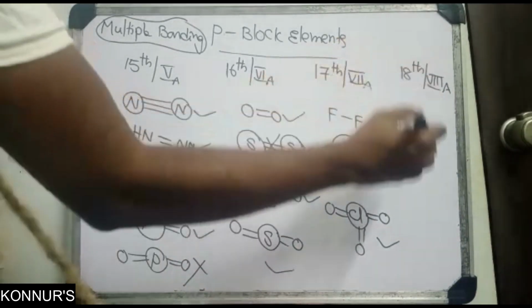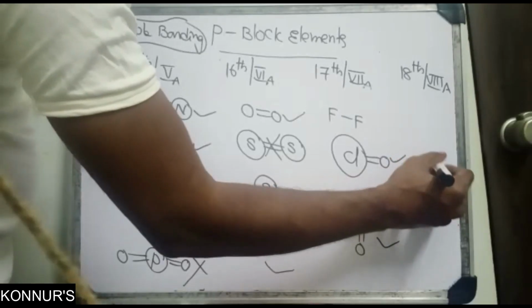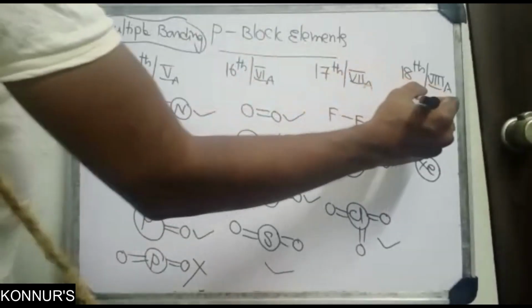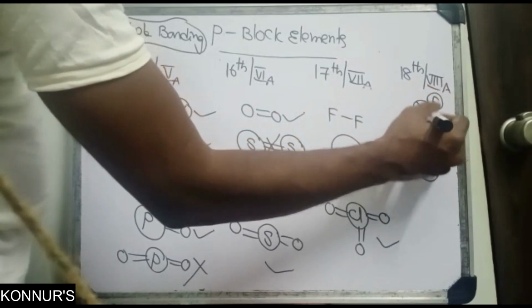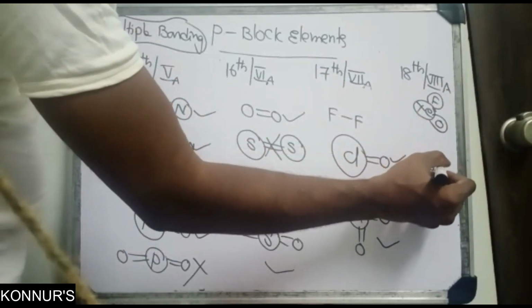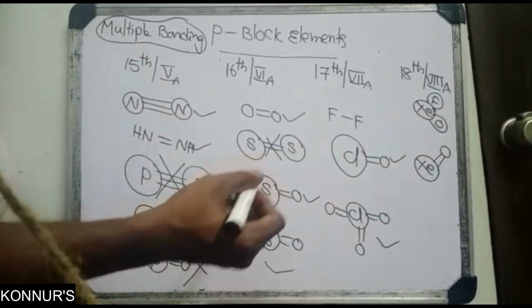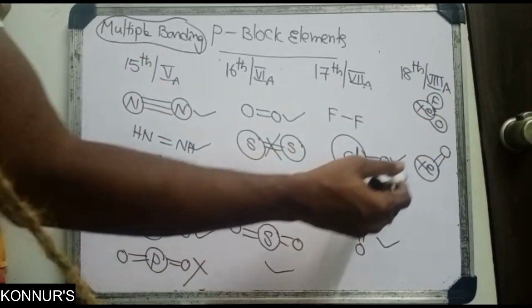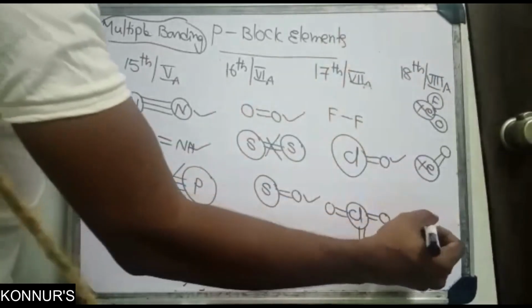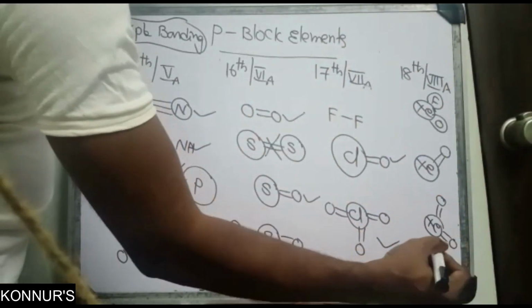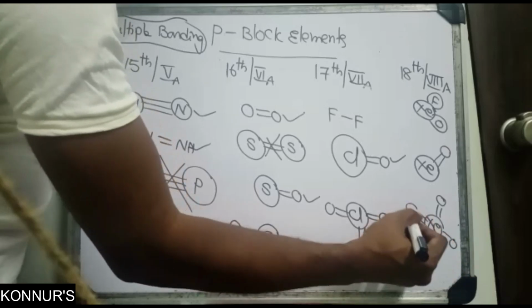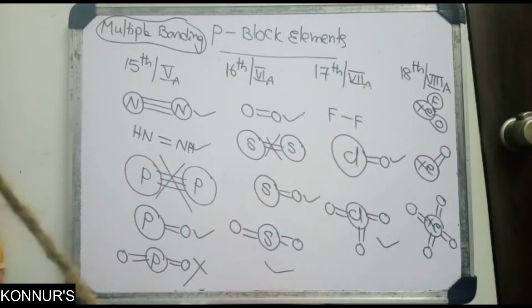Next, you come to xenon. Xenon forms compounds with only two elements. One is fluorine, another one is oxygen. With oxygen, it compulsorily can form. So it exists with four also. Xenon forms multiple bonds with four atoms of oxygen also.